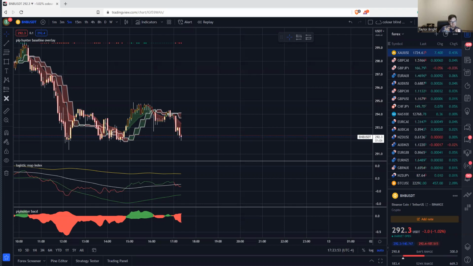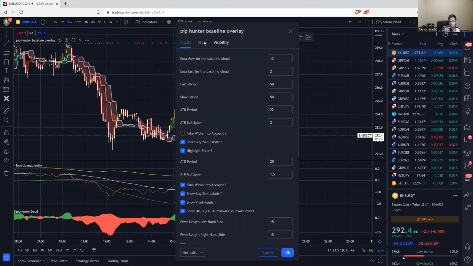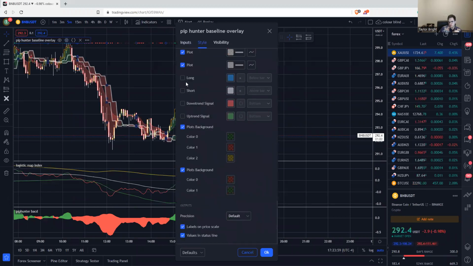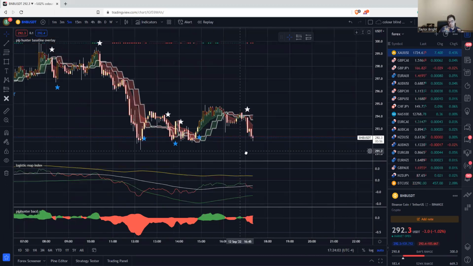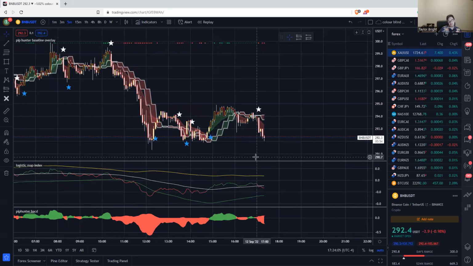How to avoid a bad star in baseline overlay? So with baseline overlay, the only way you can really avoid bad stars is by having a defined method of when you're trading. So you use stars as a guide to a trend. You don't use them as a signal.